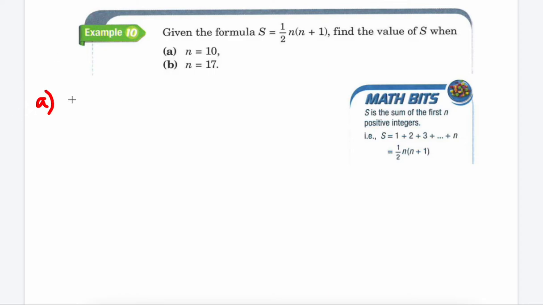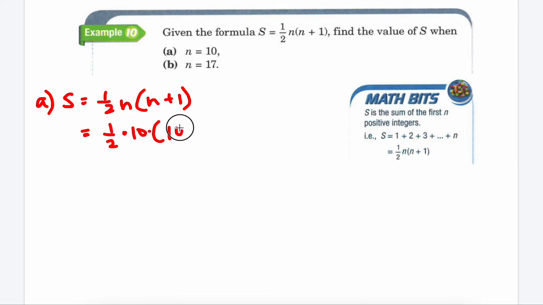All right, let's try A. So I'm going to write down my formula. S equals 1/2 times n times the quantity of n plus 1. And then I'm going to substitute what I can inside. N equals 10. So instead of 1/2 times n, it's 1/2 times 10 times, because remember there's another multiplication here, 10 plus 1. So at the end, I need to, remember with PEMDAS, solve what's inside my parentheses first.